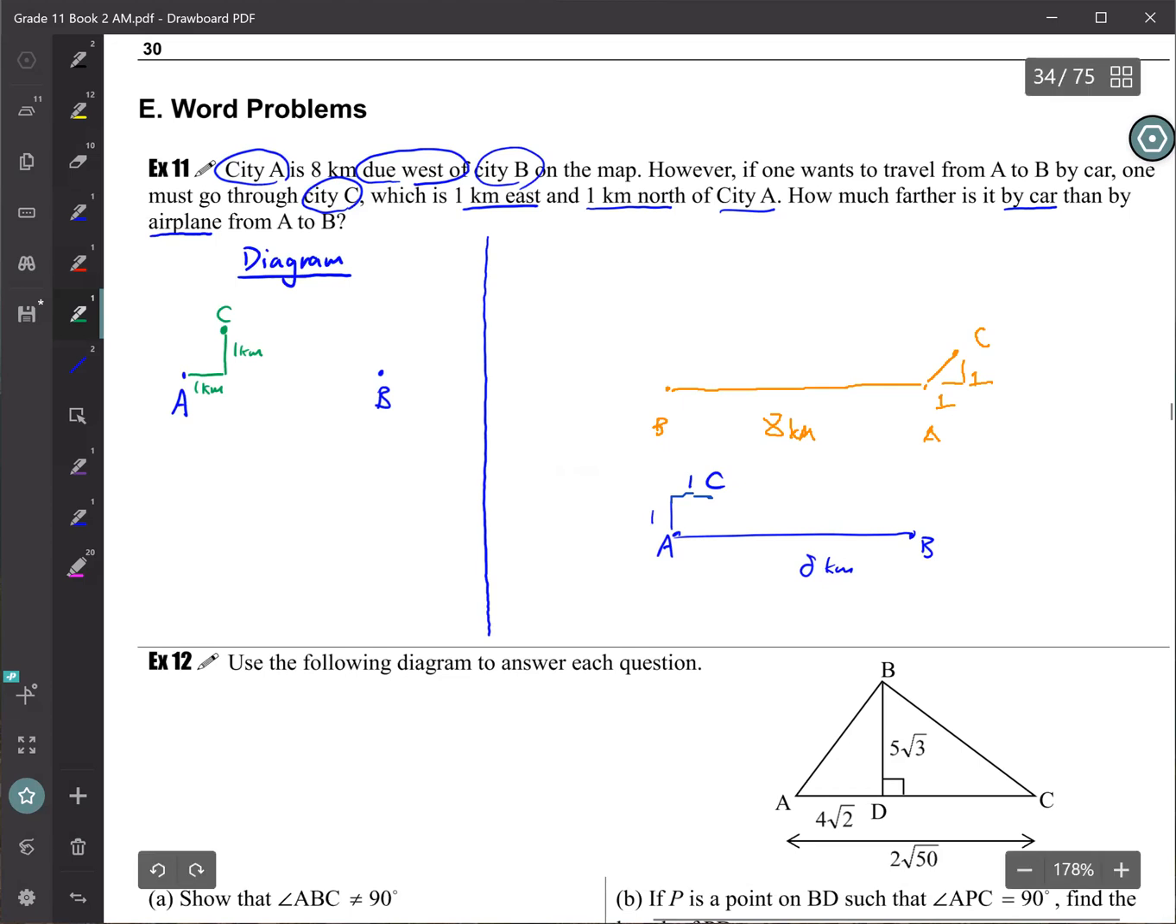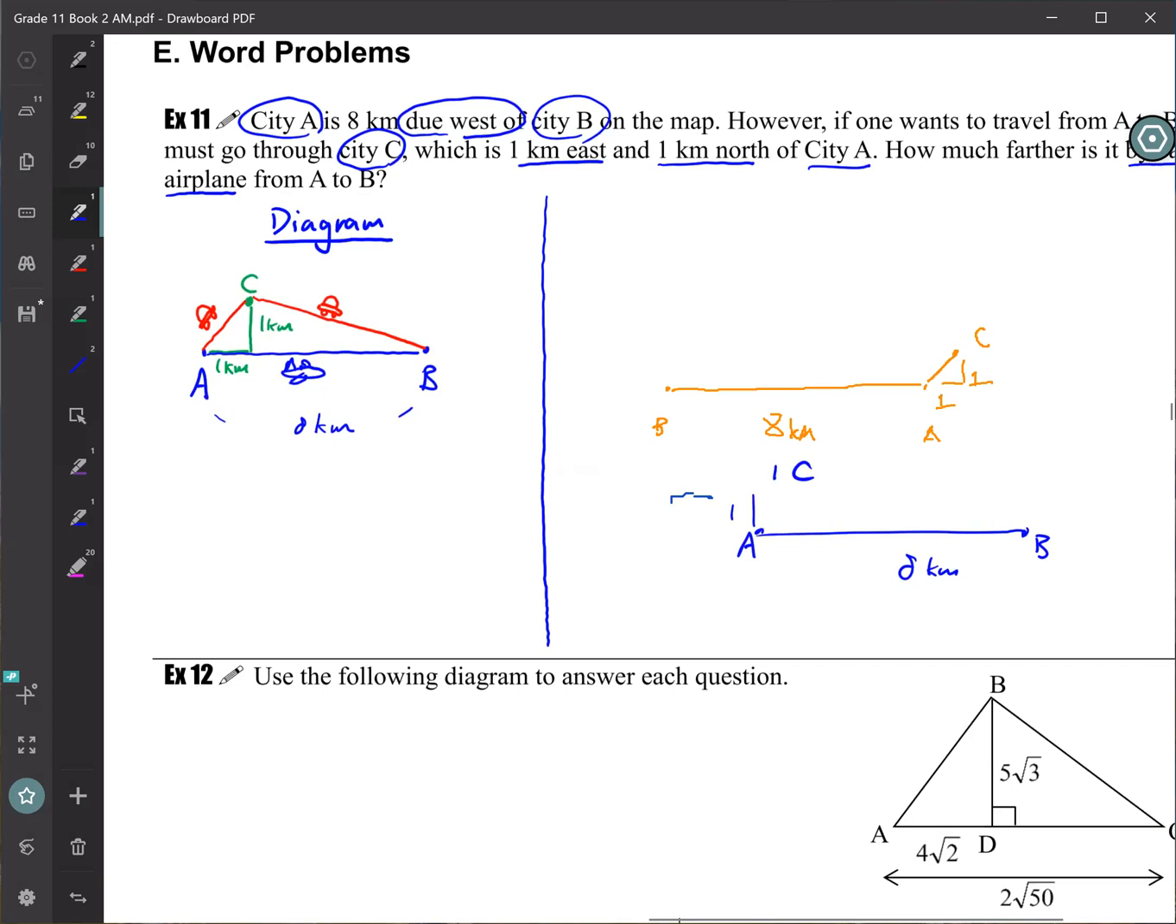All right, so you have A to B. This part is 8 kilometers. Okay, so if you want to go by car, it tells you must go through C. So for the car's path, I will use the red. Okay, the car, you go this way. All right, we assume all the paths are straight lines. So red is the car. Okay, I'll draw a little car. All right, by car. Looks like a UFO to me. Okay, and if you want to go by airplane, you go on the blue path. So that's your picture, with all the numbers in there.